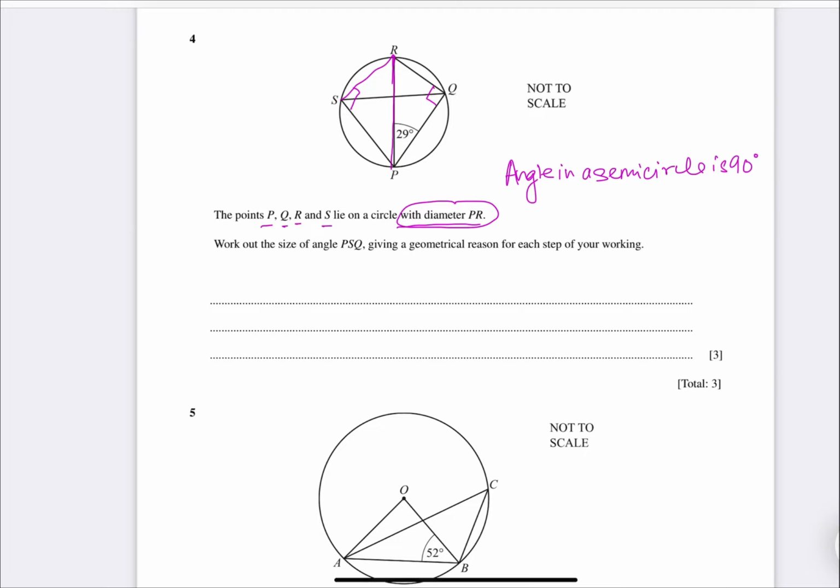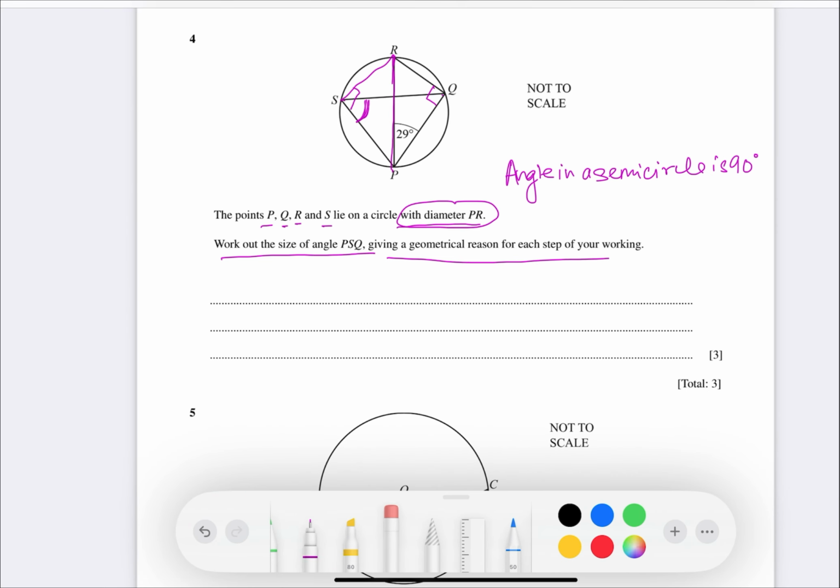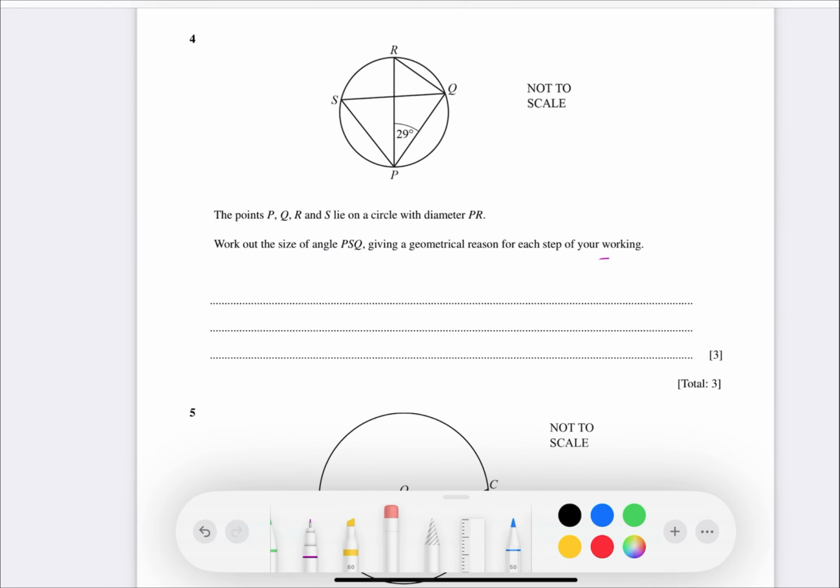Very good. Work out the size of PSQ. We have to find this angle, giving a geometrical reason for your step. Very simple question. Let's try to answer it. We have to find the angle PSQ. This one. And this is 29, given to us.